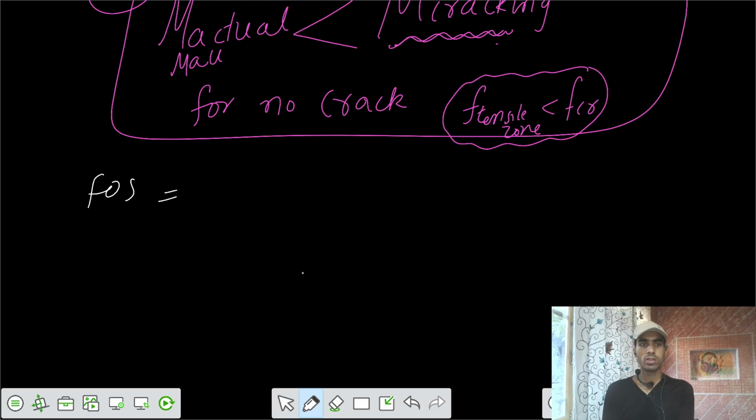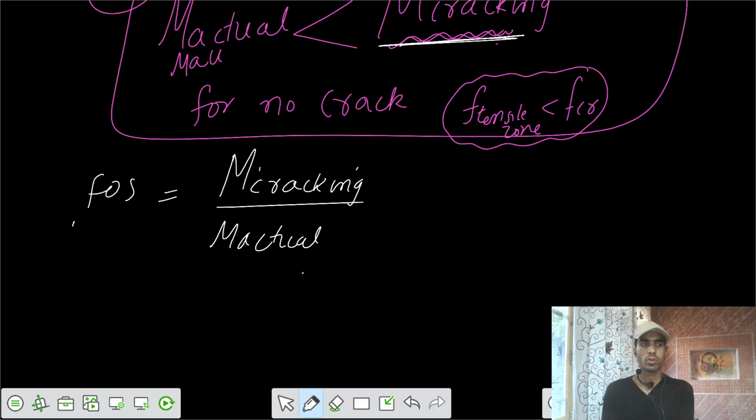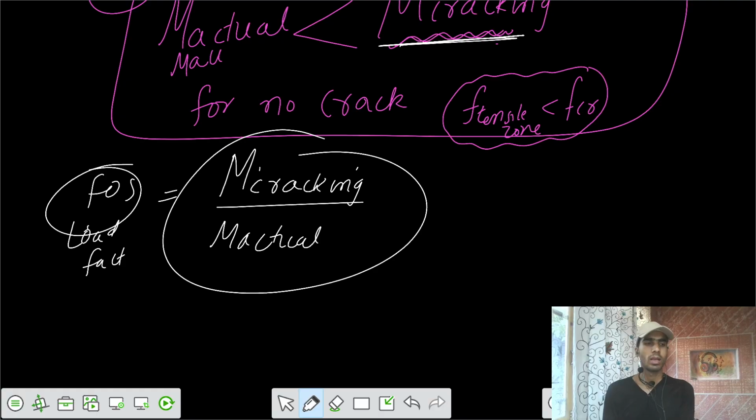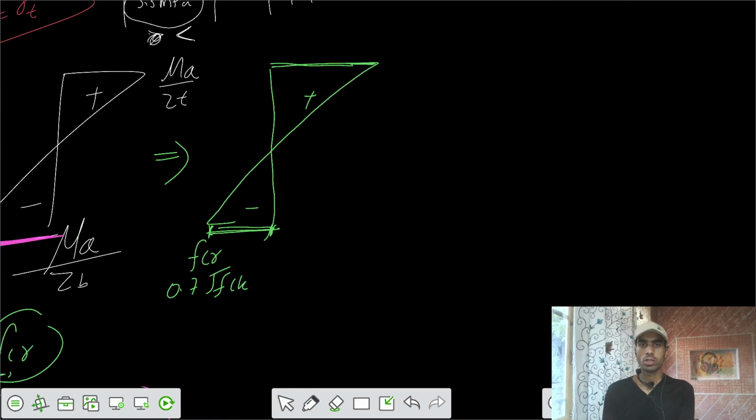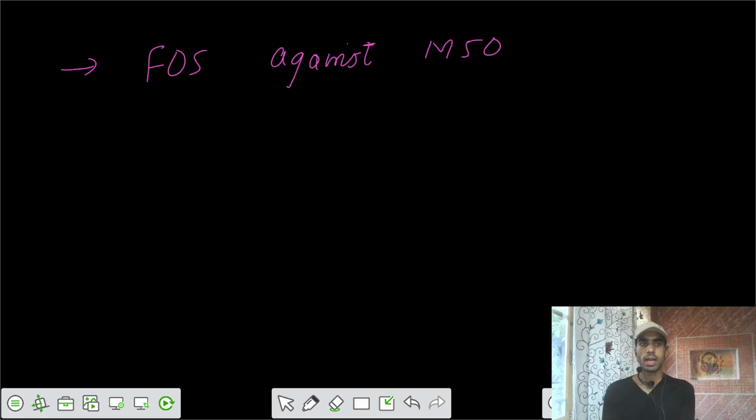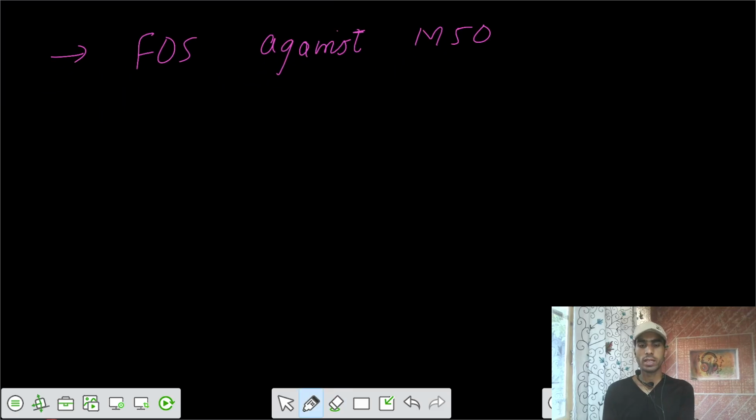The factor of safety is equal to the cracking moment divided by the actual moment, because our cracking moment is larger. We can also call it the load factor, or the factor of safety, and it should be greater than 1, such that no cracking is going to develop. So your problem is to get the factor of safety for the M50 concrete. What is the problem we have? The problem is the same as the previous problem.